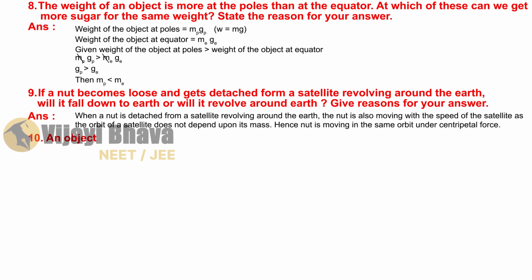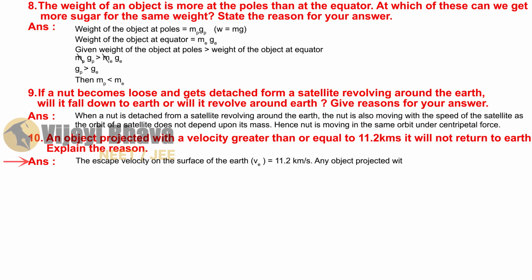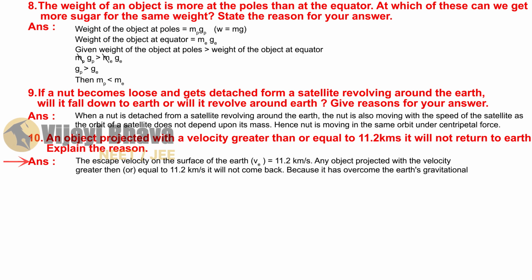An object projected with a velocity greater than or equal to 11.2 kilometers per second will not return to the earth. Explain the reason. The answer: the escape velocity on the surface of the earth, VE, is equal to 11.2 km per second. Any object projected with a velocity greater than or equal to 11.2 kilometers per second will not come back because it has overcome the Earth's gravitational pull.